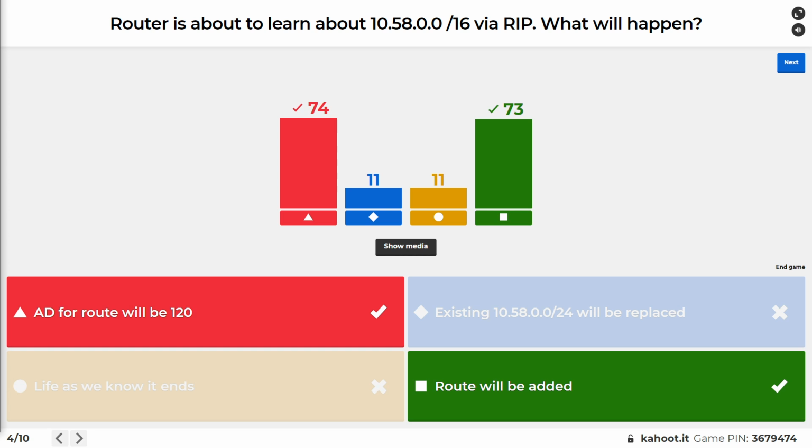And if it's learned via RIP, the default administrative distance would be 120 for that RIP learned route. All right, good job, everyone.